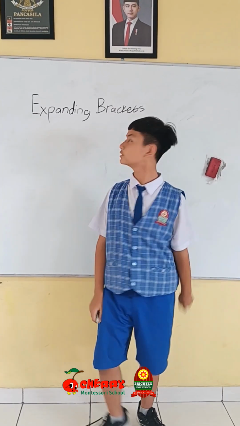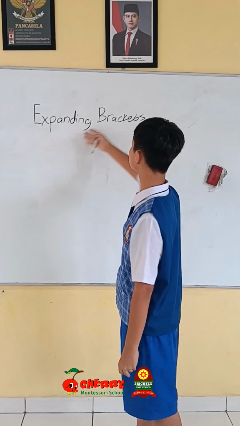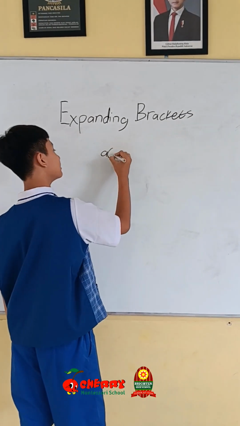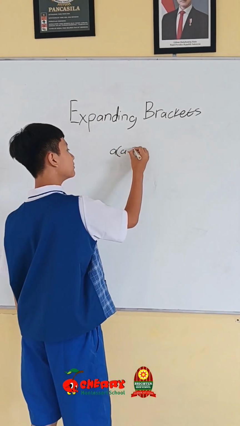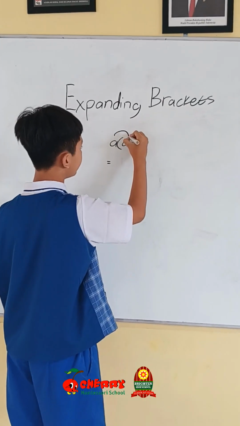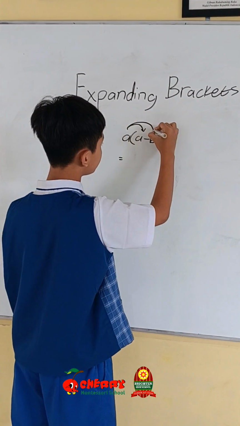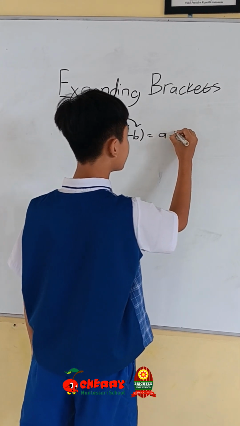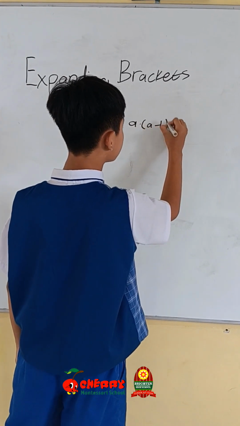My name is Hasan and today I'm going to explain expanding brackets. Expanding brackets is when you multiply the term outside with the term inside. So what you're going to do is multiply A with A and A with B, since this is equal to A times (A minus B).